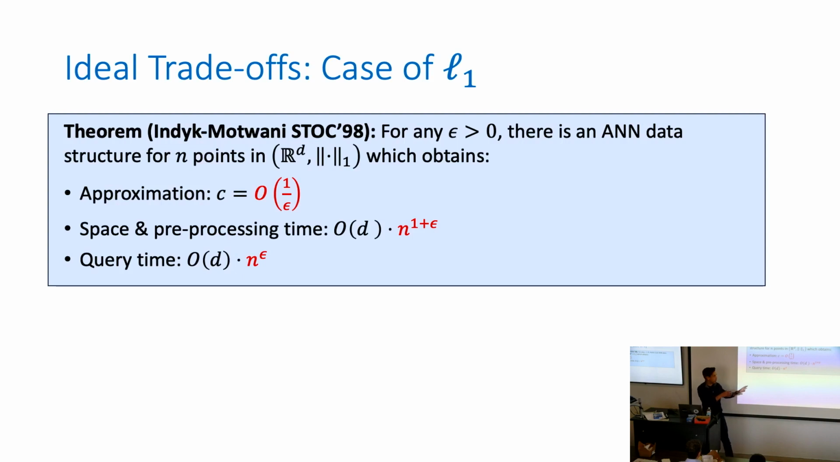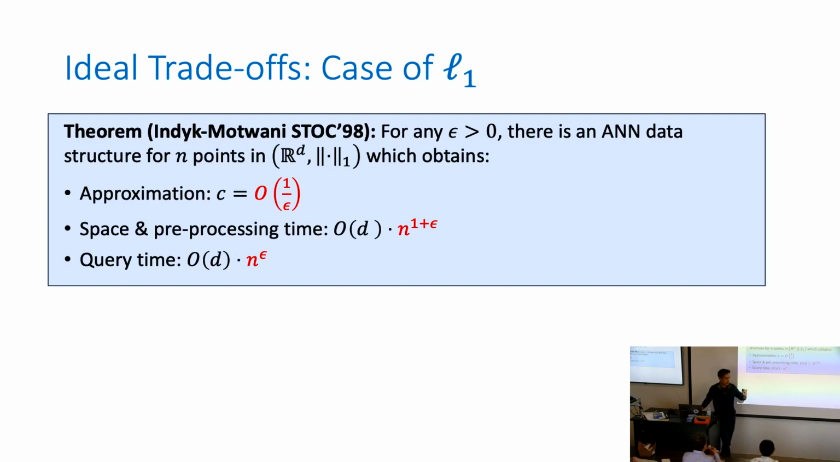So their data structure has the following properties. You get to specify a parameter epsilon, and then the approximation, think about epsilon as between big and small, the approximation is like 1 over epsilon. So you can think of epsilon as being a small constant. The space and preprocessing time is nearly linear in the number of documents, n to the 1 plus epsilon. And the query time is very sublinear, it's n to the epsilon. So it's much faster than doing a linear scan through all the documents.